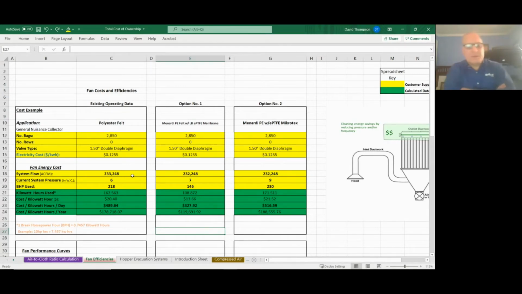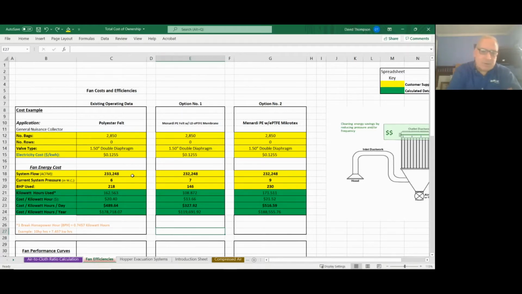And what happens is you can't run your differential pressures as high with those, because you have the ability to force media or dirt into the deep matrix of the media, and then blind the media off prematurely, and so it fails. And then you'll also be constantly replacing Precoat. So we look at that first scenario with the polyester bag, and we see the system flow is what it is. The current differential is 6 inches of water column, and they're using 218 horsepower to run that fan and to make it work properly. So based upon those calculations, we know that with a standard bag, it's going to cost you almost $180,000 a year to run that fan on a standard operating system.